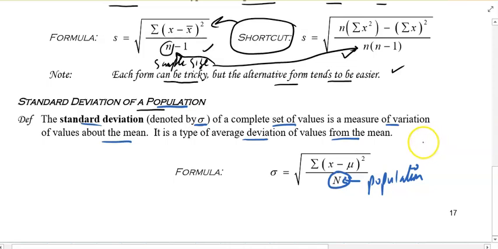Now, which formula to use is up to you. I think I said it backwards. This formula is easier to use than that. But again, you're going to make your own decision and proceed accordingly.